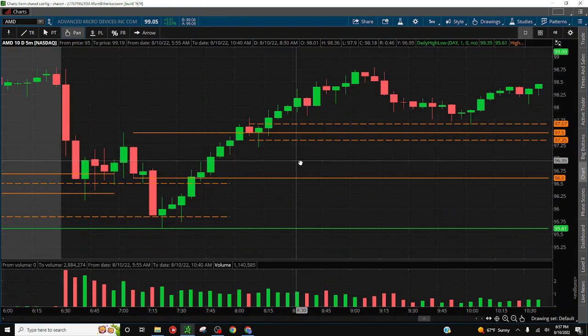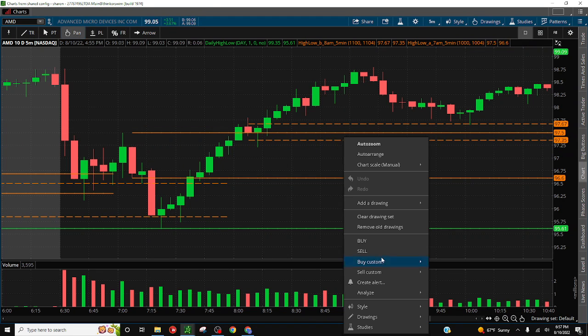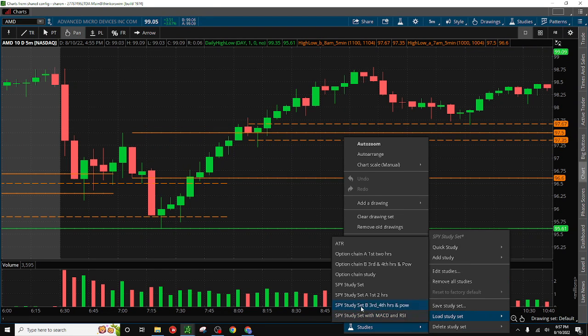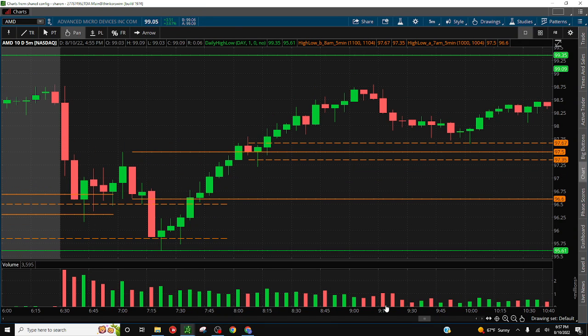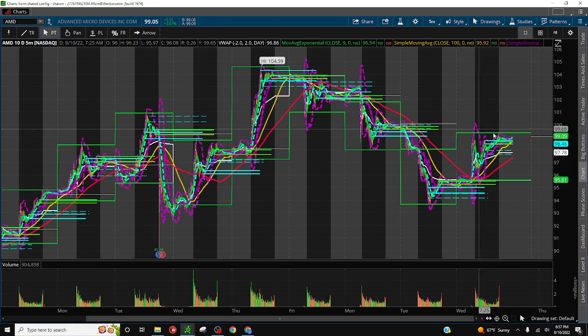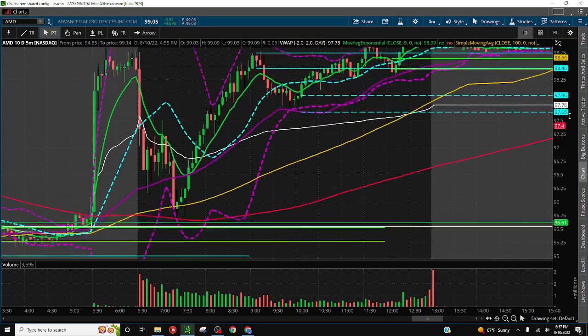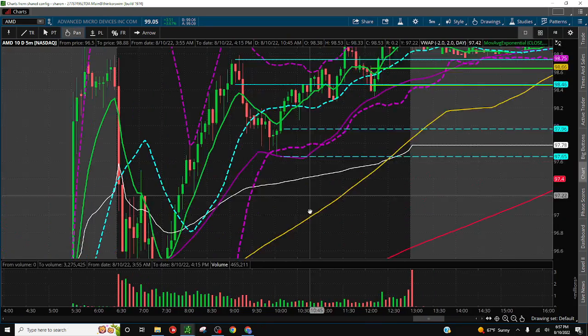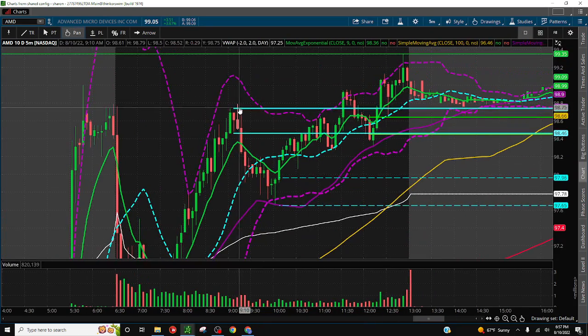And then later on, after the 8 or 9, I am going to switch over. I'm going to load SPY 3rd and 4th hours and power hour. So I'll switch over to this. When it comes to the 9 o'clock candle, the 10 o'clock candle, a nice reversal here, and then the 12 o'clock candle, which is here and here. So that's almost like a double bottom here.